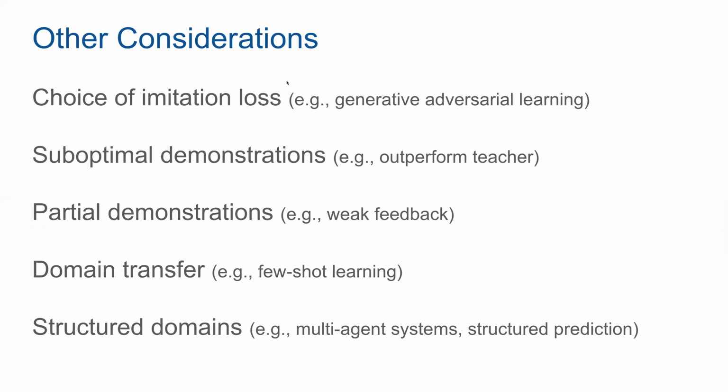And there are many other considerations, like the choice of imitation loss: how do we characterize the disagreement between the policy's predictions and the demonstration? What happens if the demonstrator is highly suboptimal or partial? These are things that motivate connections between imitation learning and reinforcement learning, things that bridge the two, domain transfer, structured domains, and so forth.